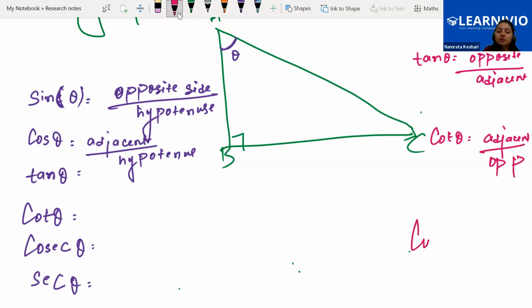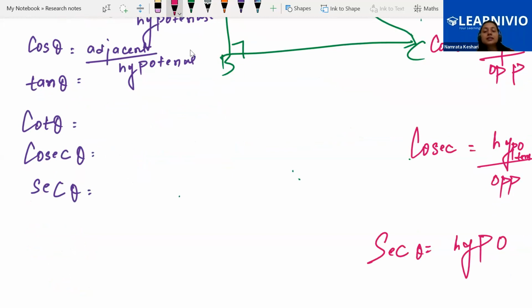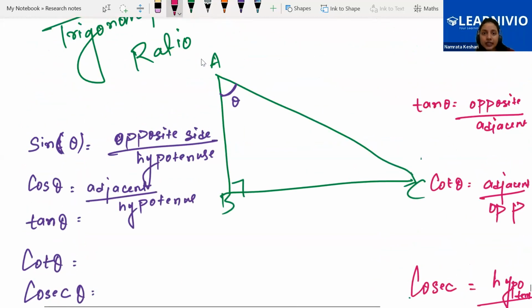The formula for cosec is hypotenuse by opposite. Exactly, it is just the opposite of sine, just the reverse of sine. So hypotenuse over opposite. And the formula for sec is hypotenuse by adjacent. Exactly, it is just the reverse. See, cosec is the reverse of sine.